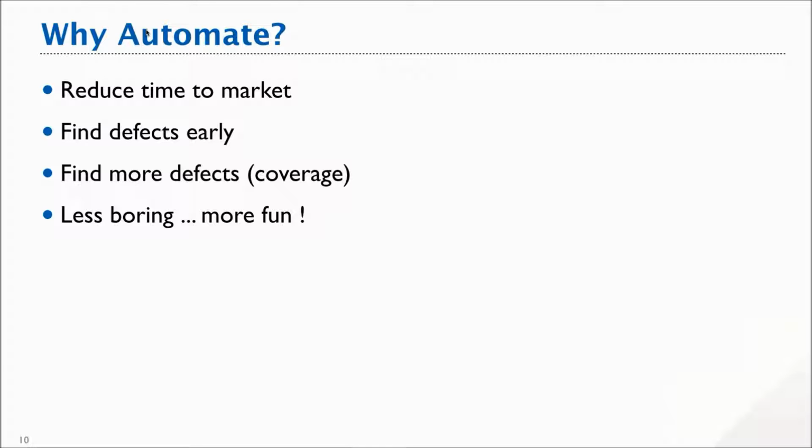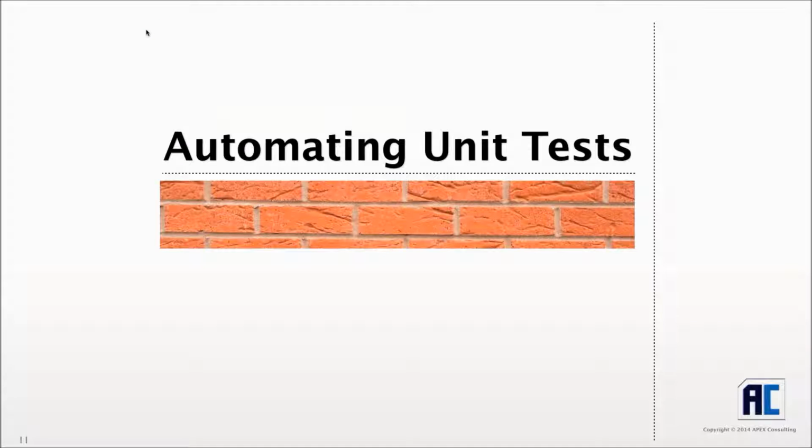If you automate it, you can find defects early. You can even find more defects, because every test you come up with for your program, you can run over and over again. So even when you make a small change, you can just run all the tests, and then you find out that your small change did something very wrong in another part of the system. And of course, it's more fun.